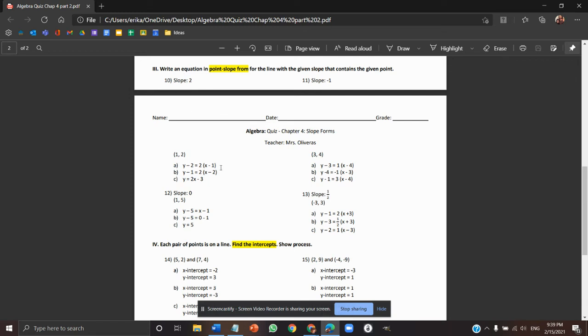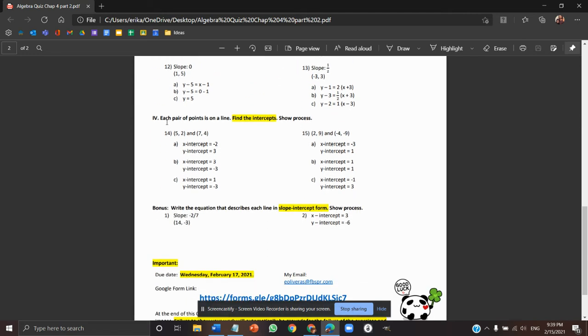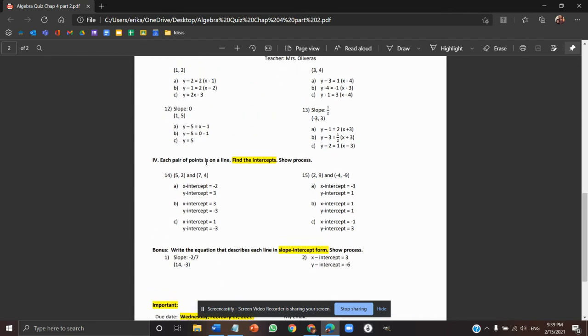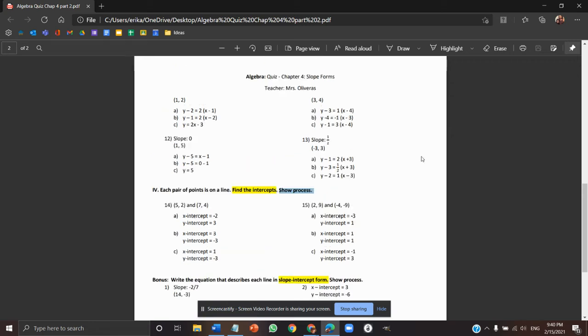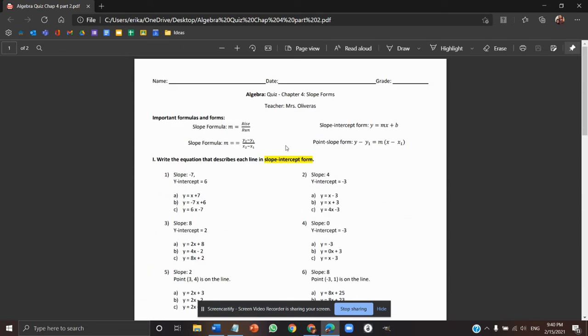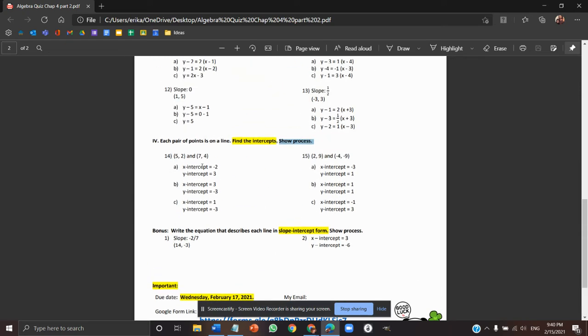On the fourth part here, it says each pair of points on a line. So that means each one of those points are in the same line, and find the intercept and show the process. Every time you see show the process, that means you need to show that process for me to give you points for that exercise. So you're going to have 2 points, and from those 2 points, using different types of formulas and forms, you are going to find the intercept.